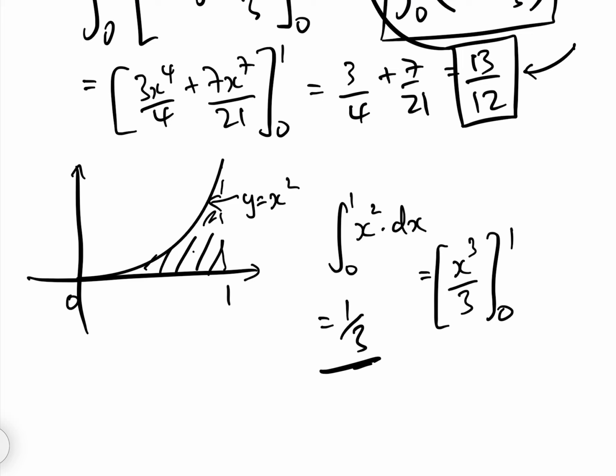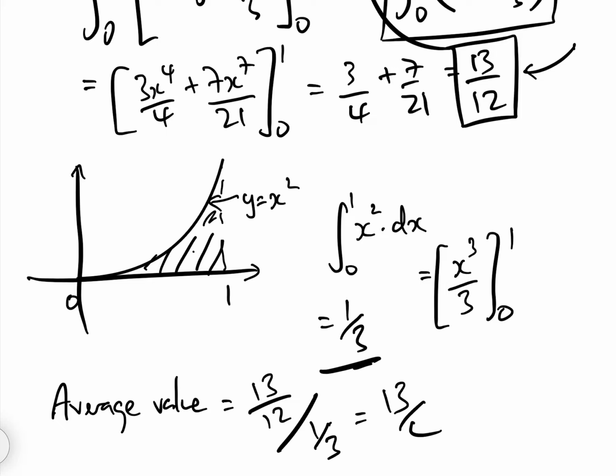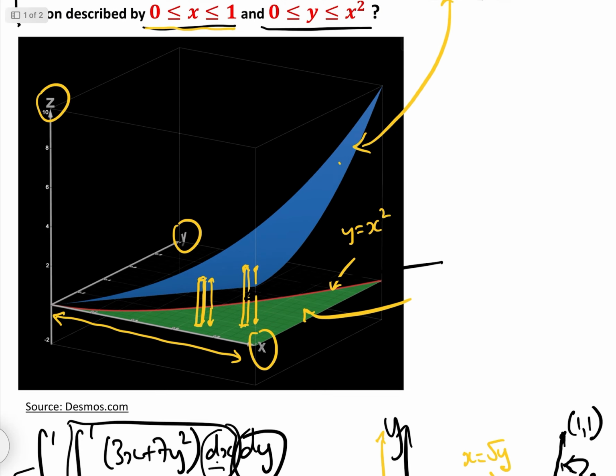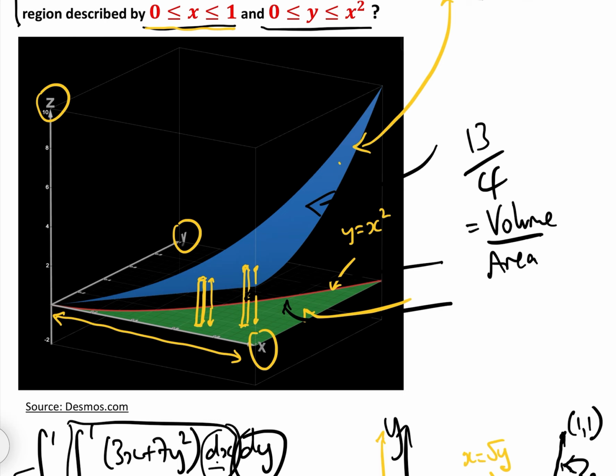We know the volume underneath the surface is 13 over 12, and therefore the average value is equal to 13 over 12 over 1/3, which equals 13 over 4. So if we go back all the way up here, the average value of this function here over this region here is 13 over 4, which we did remember by basically the volume underneath it over the area of the region.